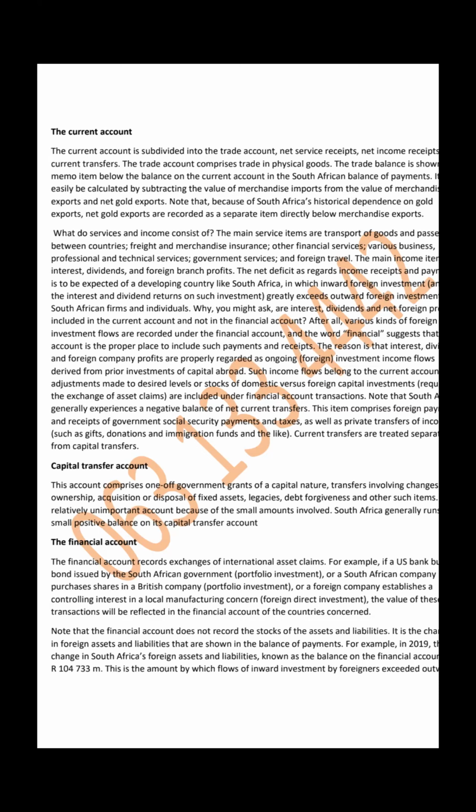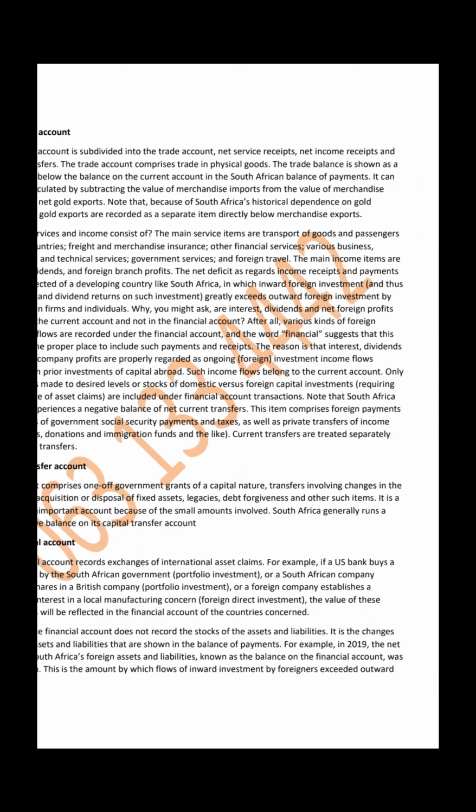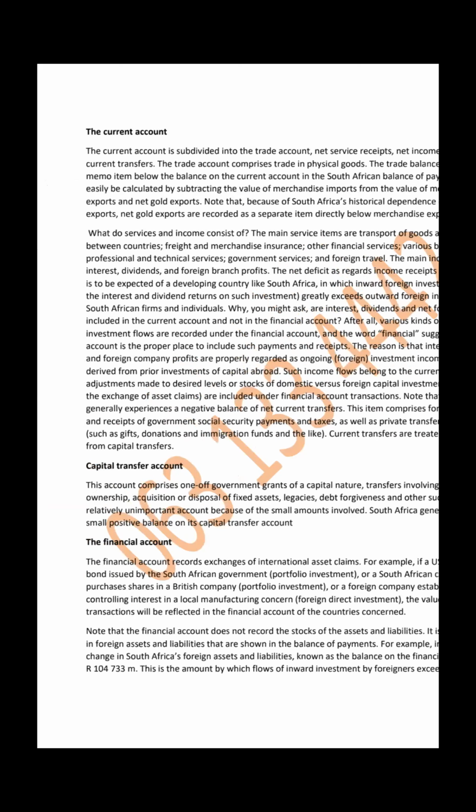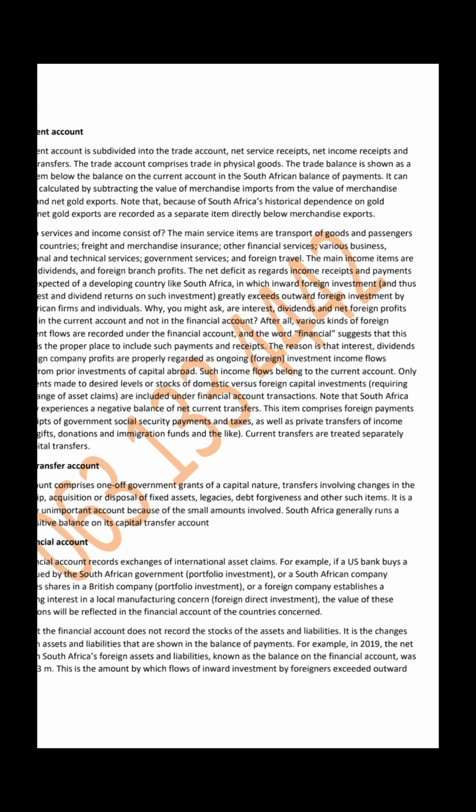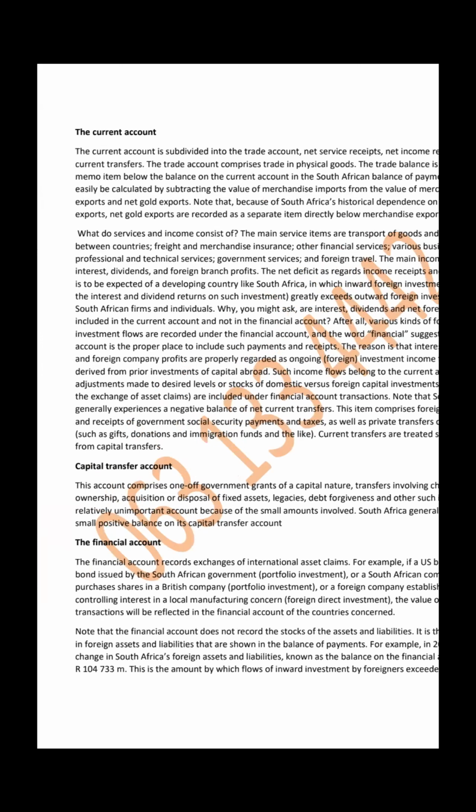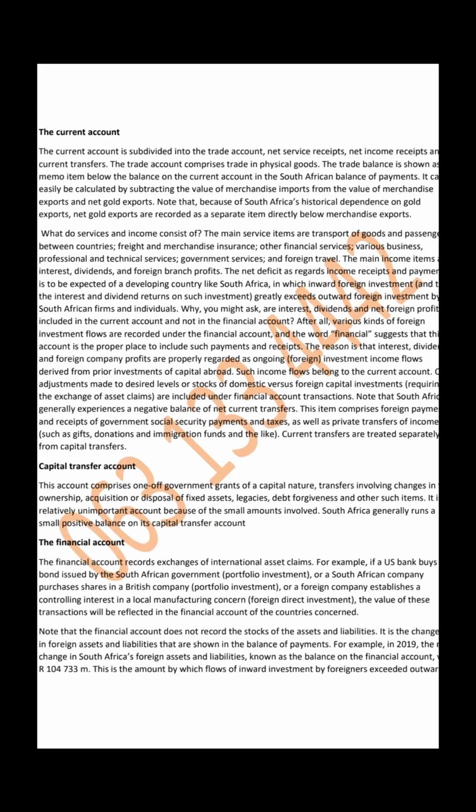All right, then what about the financial account? What do we expect to find in the financial account? This one records mainly the exchange of international asset claims. There is an example there: if a US bank buys a bond issued by the South African government, or a South African company purchases shares in a British company or a foreign company and establishes controlling interest, etc. Any of that. So that's there for you to go through.